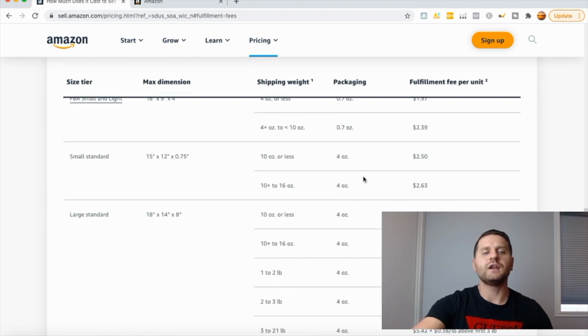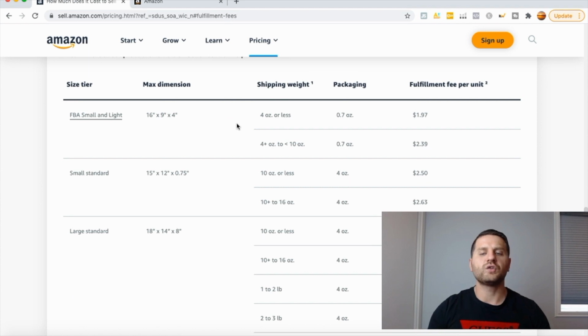Now right over here, it is telling you exactly what your fulfillment fee per unit is going to be based on your product's dimensions and your product's weight, the shipping weight plus the packaging weight. So this is going to be calculated together, the 4 ounces plus 0.7 ounces. If it is around this dimension in its packaging, your fulfillment fee per unit will be this. It will be considered FBA small and light if your product in its packaging is these dimensions over here and below these dimensions.